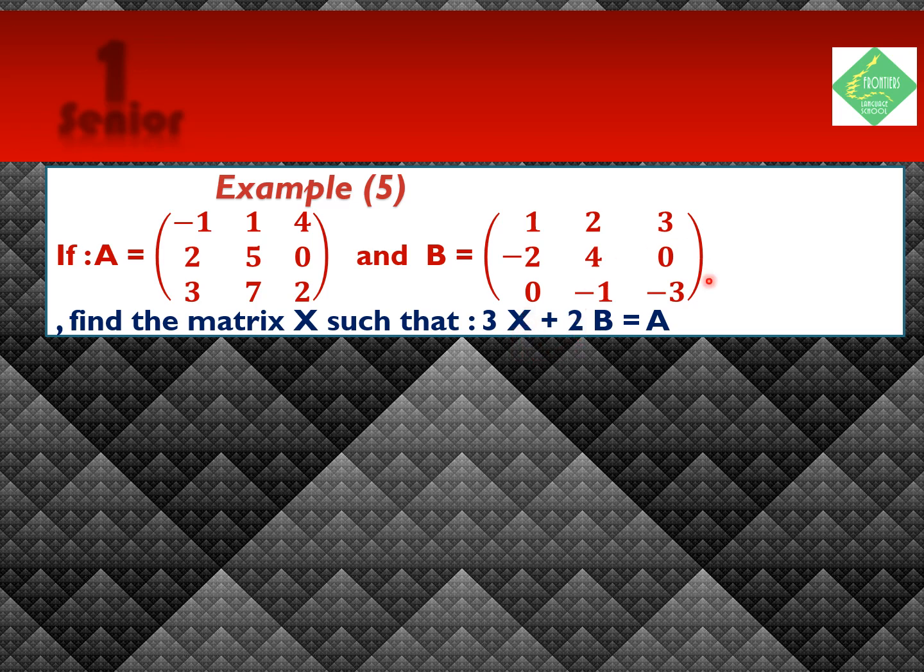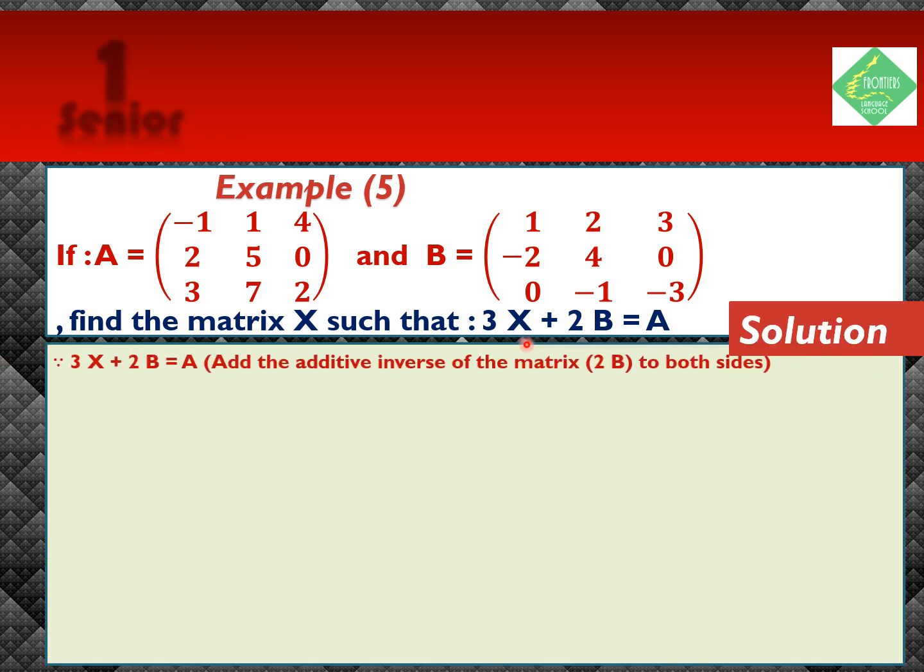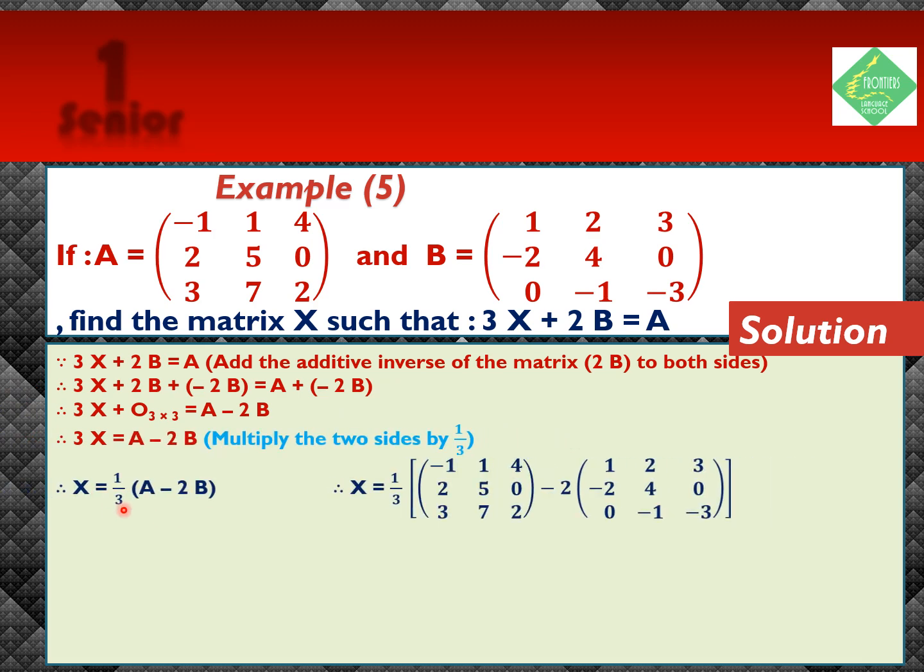So you will move 2B to the right hand side with a negative sign. You will have A as a matrix minus 2B as another matrix, and multiply them by a third. Why a third? To get rid of 3, which is multiplying X. So you will get X equals a third of A minus 2B. Let the third be outside a big bracket, and A is here minus 2, which is multiplied to the B matrix.